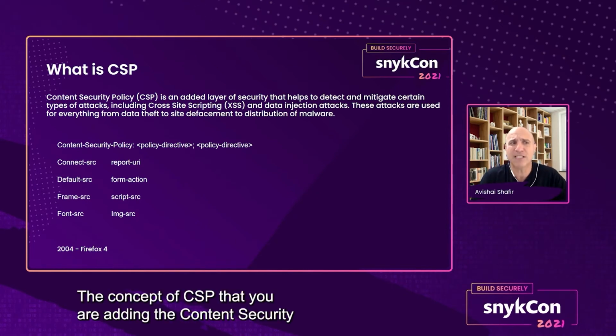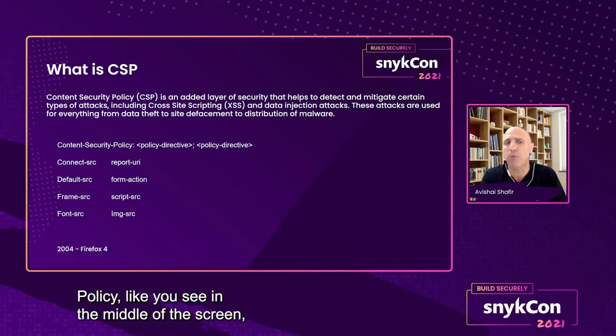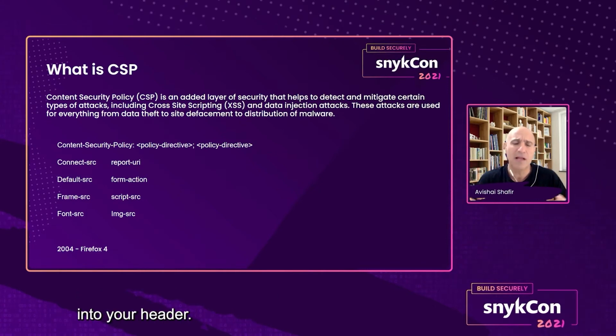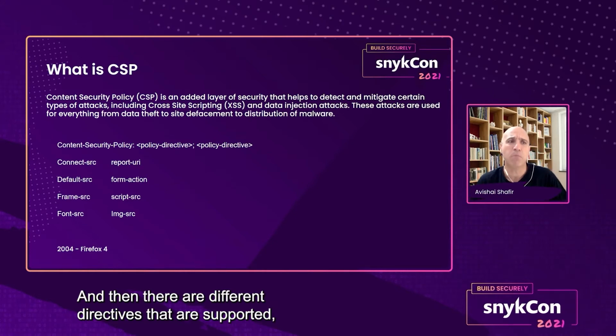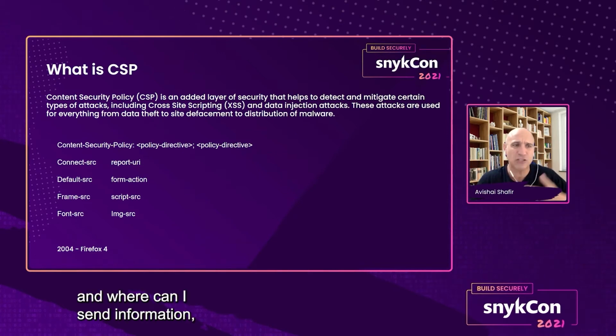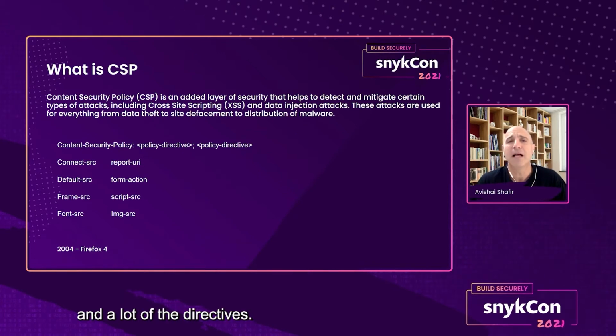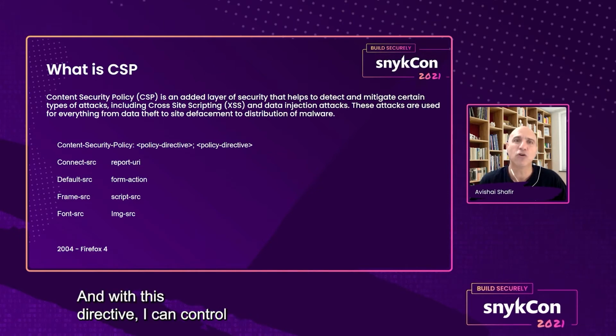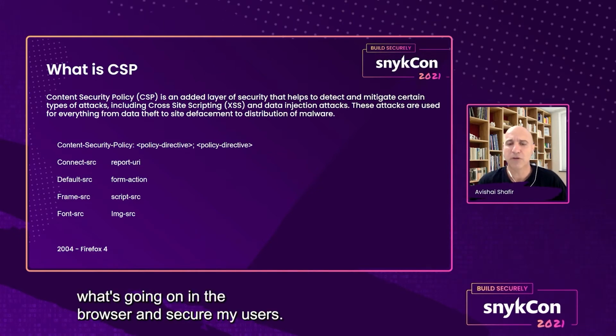The concept of CSP is that you add the content security policy, like you see in the middle of the screen, into your header, and then there are different directives that are supported, like connect-src: from where can I bring information and where can I send information, and a lot of other directives. With these directives, I can control what's going on in the browser and secure my users.